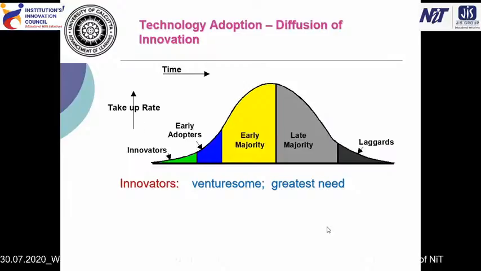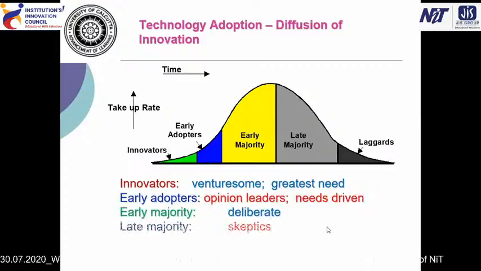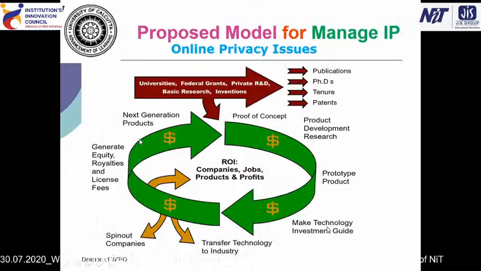This one is technology adoption, diffusion of innovation. This is the time, the take-up rate, the entry process: the innovator, the venturesome, the greatest need. Then the inventors, early adopters, the early majority and the late majority. If you are in the late majority, then you get the laggards. But if you are in the early majority, or early adopter, then you are among the inventors, the early adopters, the opinion leaders, and needs driven. The early majority.